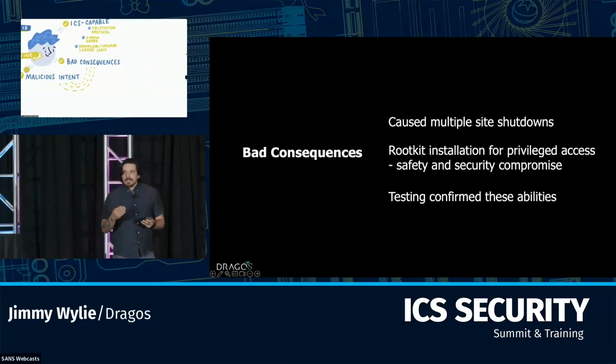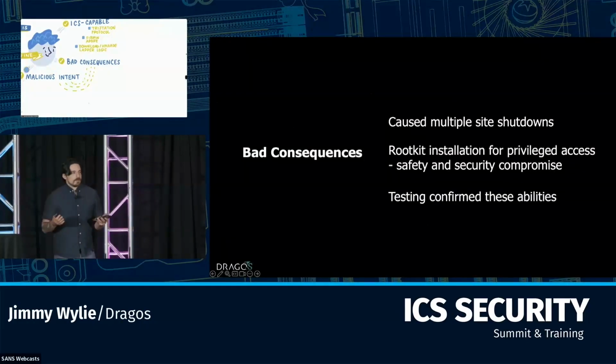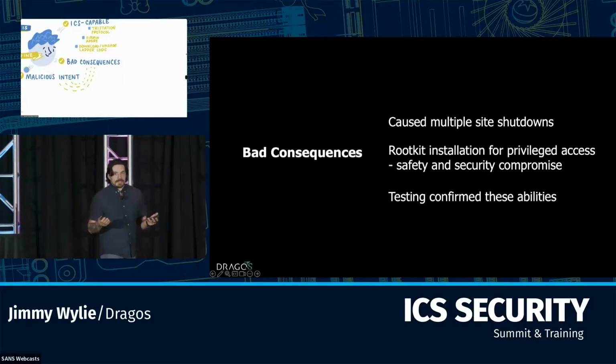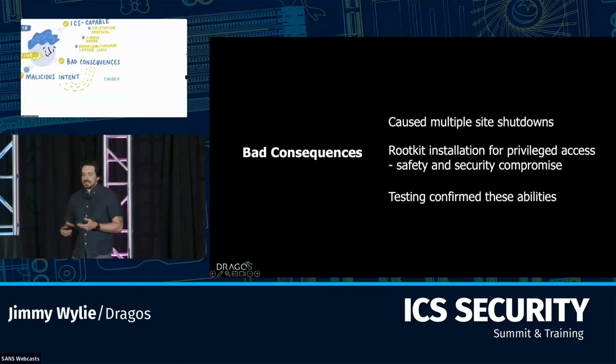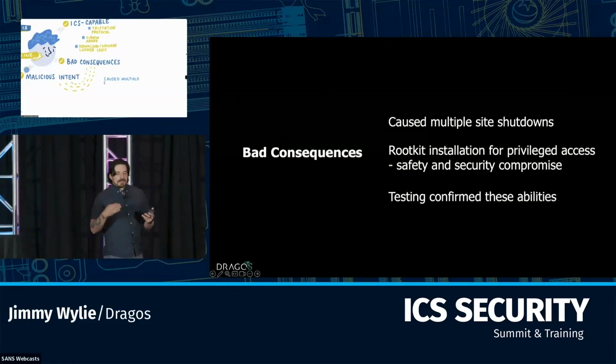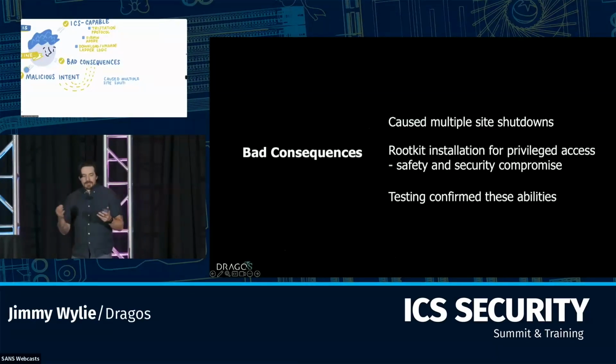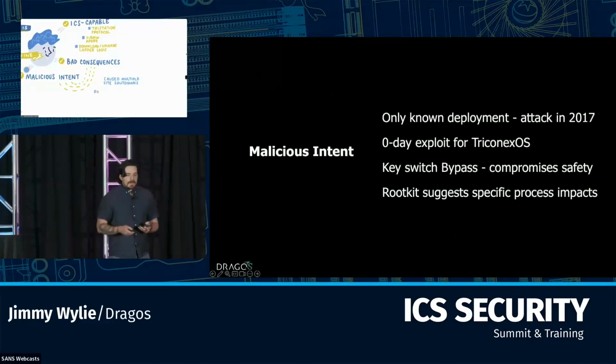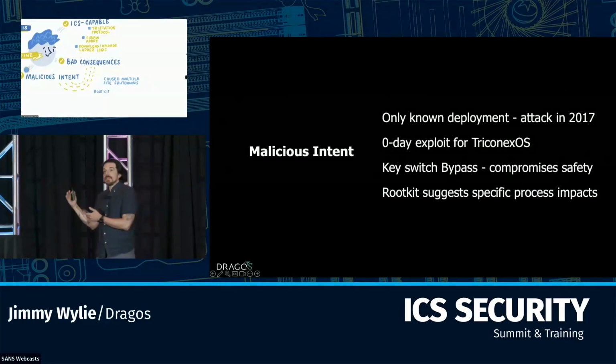So, for instance, a site shutdown could be evidence of malicious design. It could also be evidence of bad design, but it's definitely a bad consequence. So it makes it into the bad consequences bucket, along with the rootkit that gives privileged access, bad read, write, and execute, because it can just arbitrarily write anything into the firmware. That's clearly a bad consequence. And the fact that we were able to replicate these abilities in the lab. For malicious intent, I sort some of the other data.